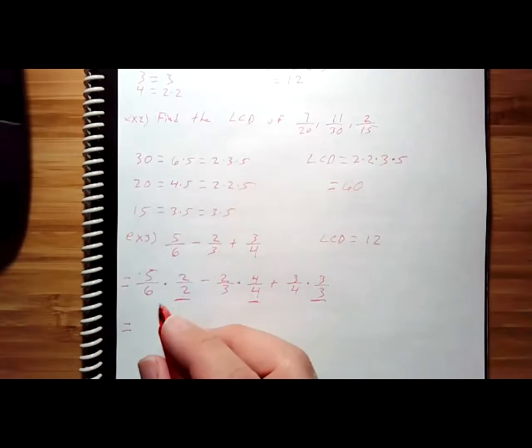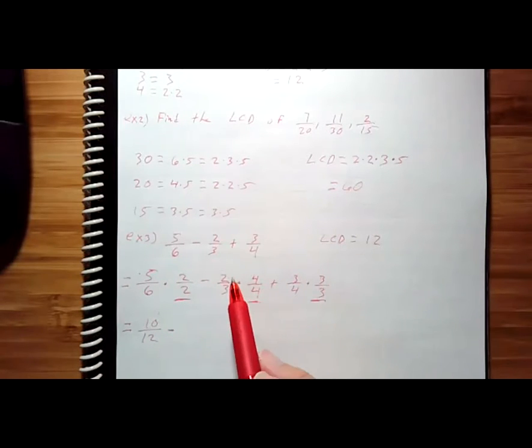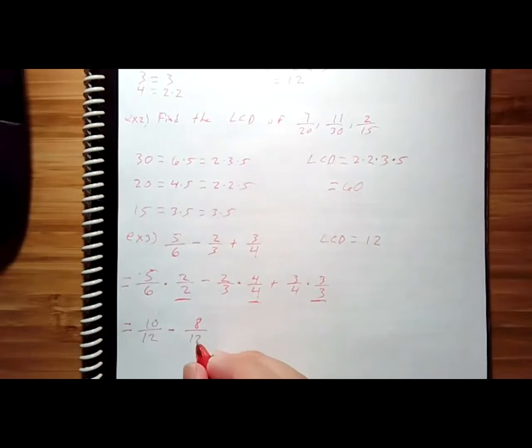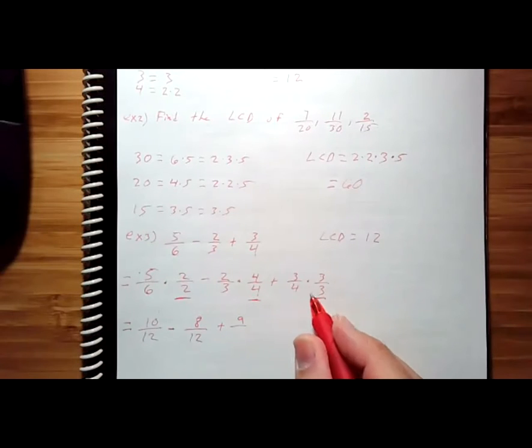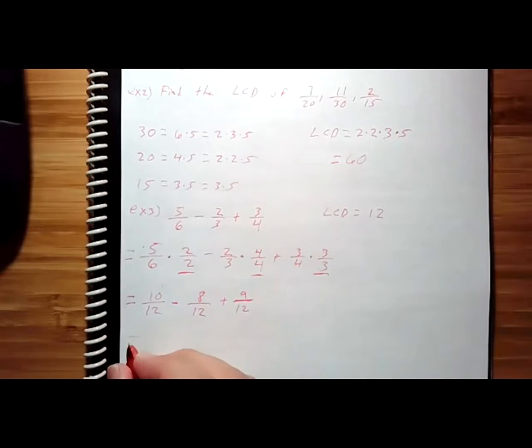Okay. So this would be 10/12 minus, so 2 times 5 is 10, 2 times 6 is 12. That's what I wanted. 4 times 2 is 8. 3 times 4 is 12. 3 times 3 is 9. 3 times 4 is 12. So all this was just to get 12s. Now that they have the same denominator, you can just add the numerators, right? So all you got to do is do 10 minus 8 plus 9.